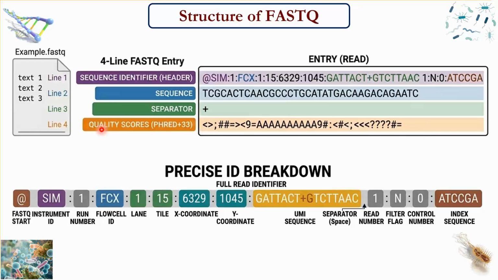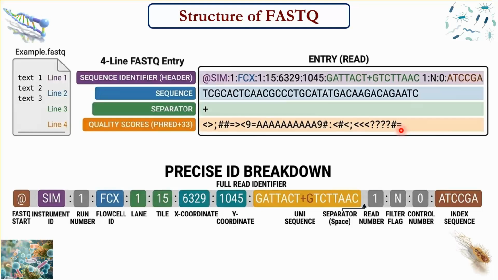Line 4 contains the quality scores. This line represents the sequencing quality of each base in the sequence. As we can see here, a very important point to remember: each base in the sequence has exactly one corresponding quality score in the quality line.